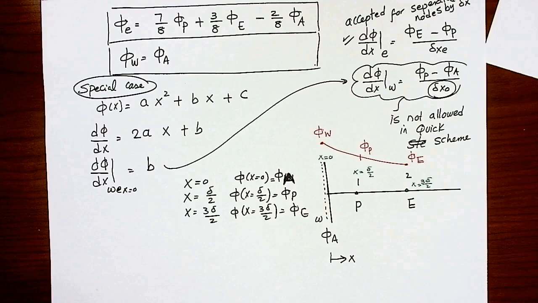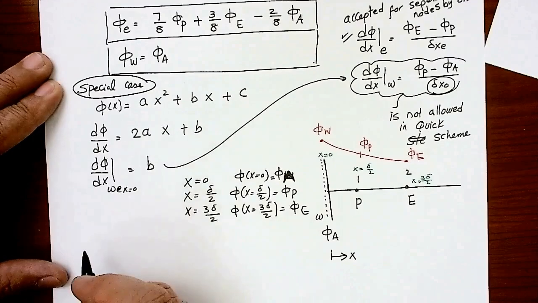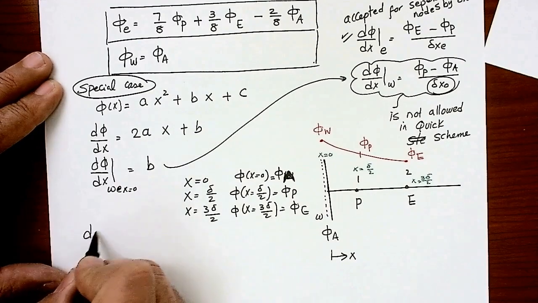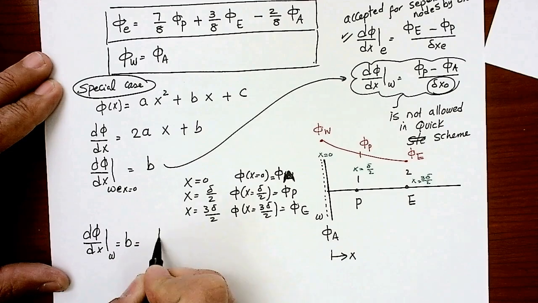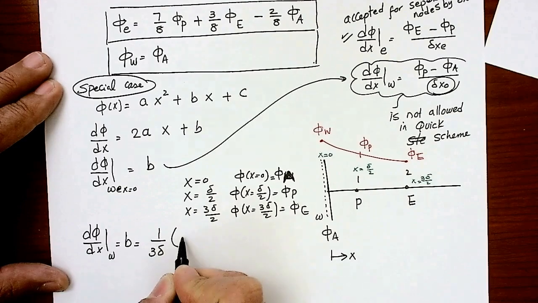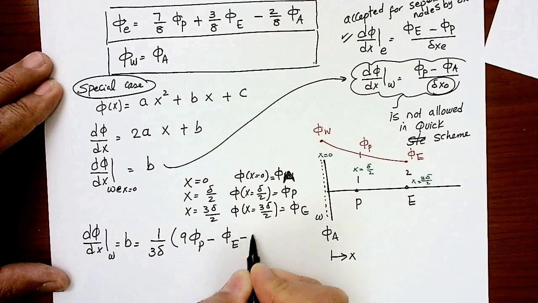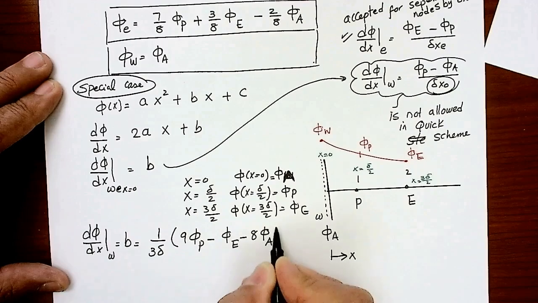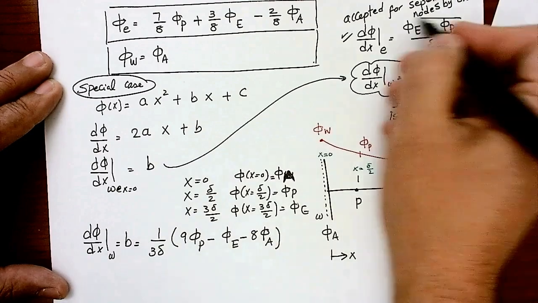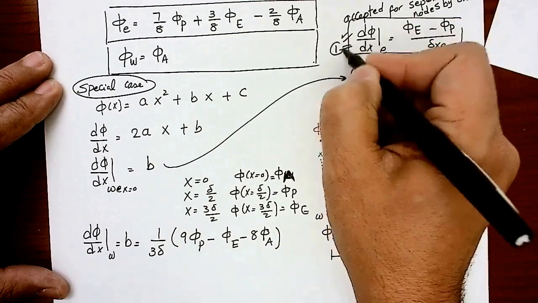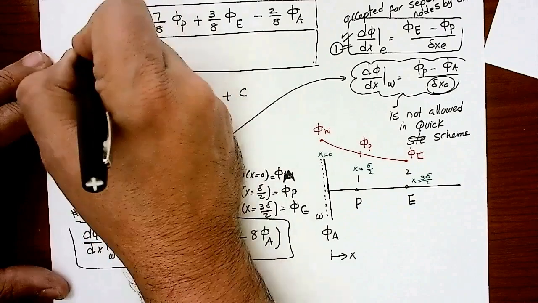From this, I got the b coefficient, which is d phi by dx. I got my b based on my solution, b, which is d phi by dx on the west face, is equal to 1 over 3 delta, then 9 phi p minus phi east minus 8 phi a. So this is now my d phi by dx on the west face. So I would say this is number 1. This is number 2. And these are number 3 and 4.